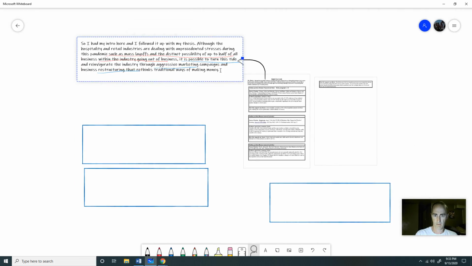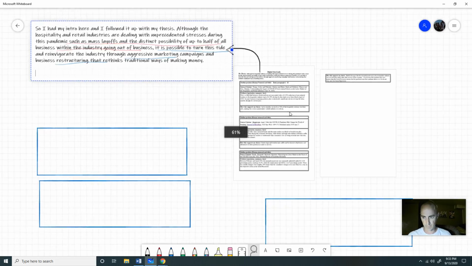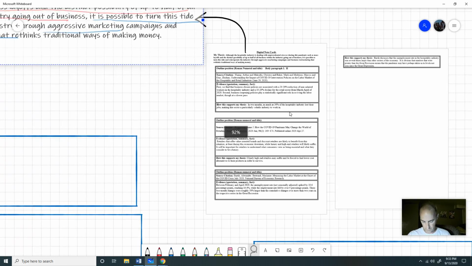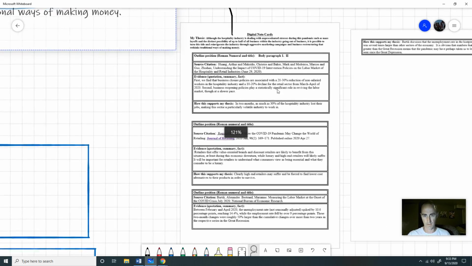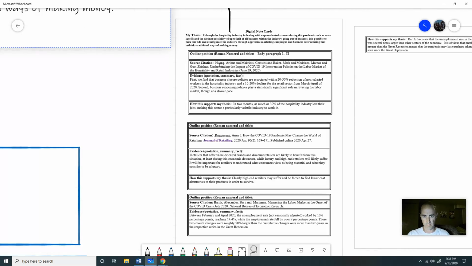Okay, so you guys go ahead and pause for a second, get your stuff ready to go, and your note cards ready to go, and then we're going to go from here. Okay? All right, now that you've started running again. Okay, so here's my digital note cards. This is my source citation, my evidence, and how it supports my thesis, perhaps my analysis there.